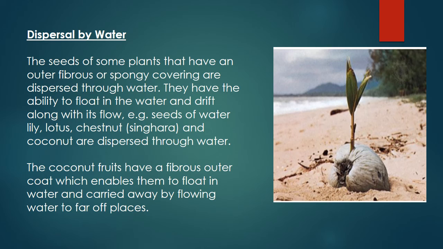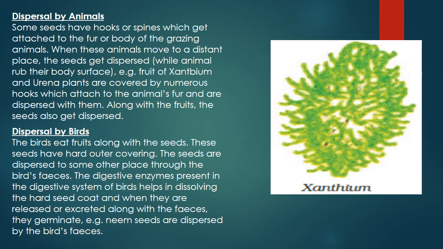Next is dispersal by water, for example the coconut seed. The coconut has a spongy and fibrous coating, giving it the ability to float in water, so coconuts are dispersed through water. The coconut fruits have a fibrous outer coating which enables them to float and be carried away by flowing water to far off places.